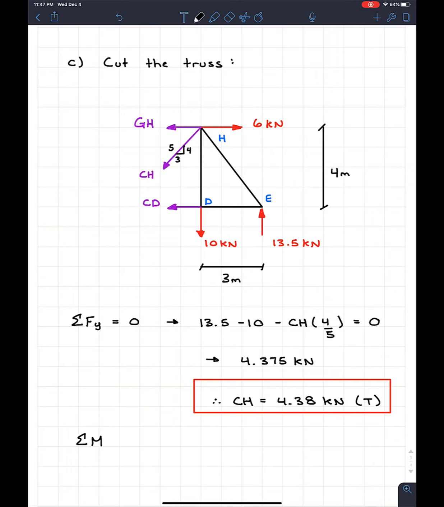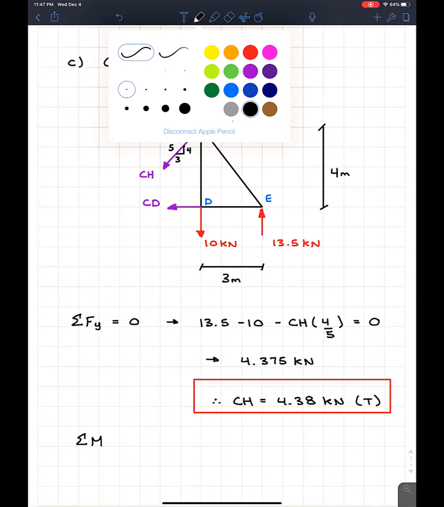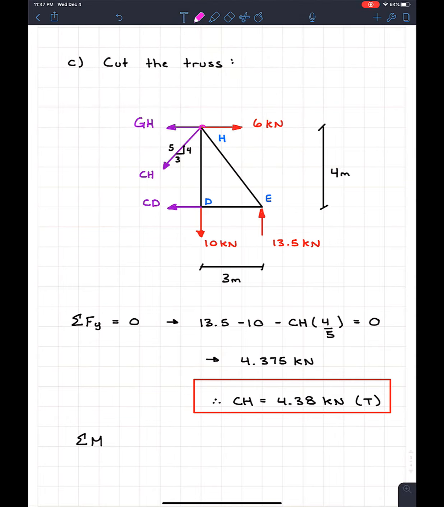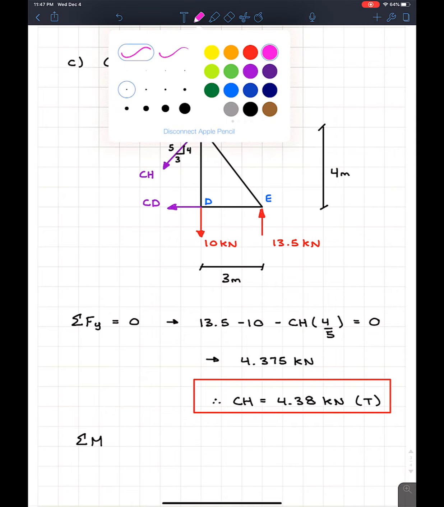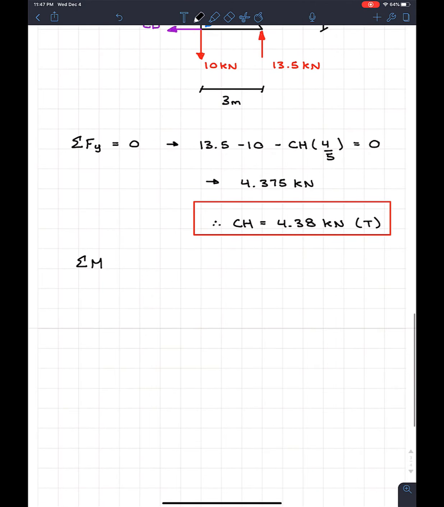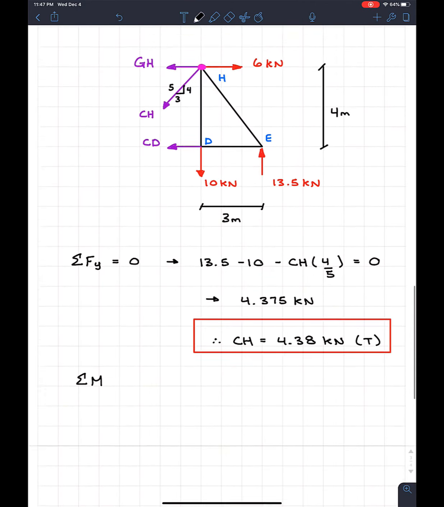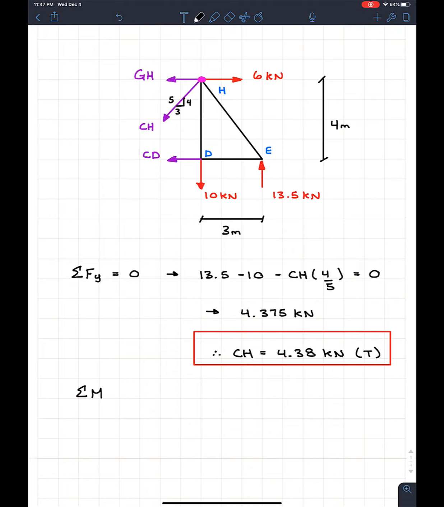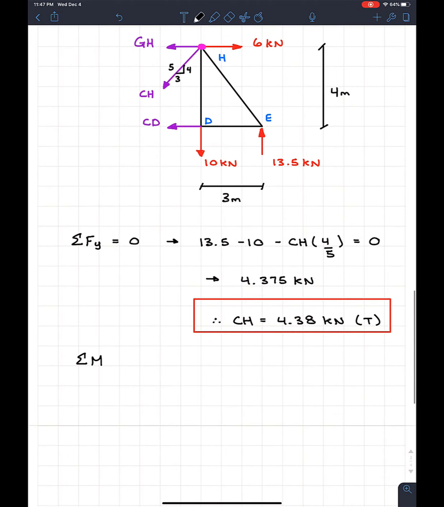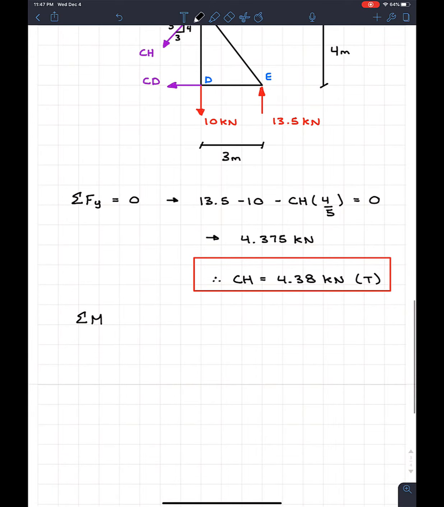But if I take the moment at D, then I've got CH there, and CH is going to be a pain. I don't want to have to deal with anything diagonal. So in my opinion, it's better to take the sum of the moments at H, at the pink point right here, because it gets rid of that diagonal member altogether. So I'm going to do the sum of the moments at D, or sorry, I'm not going to do that. I'm going to do it at H, and then I said D, like a dumbass. D for dumbass. So the sum of the moments at H is equal to 0.